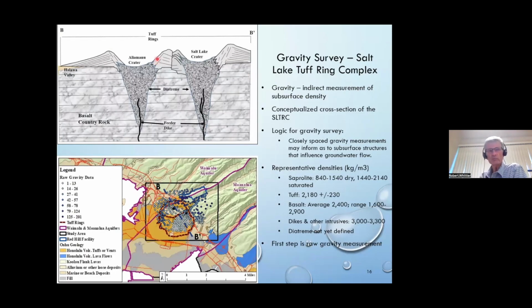So here is a conceptualized cross section of the Salt Lake tuff ring complex along this transect right here. So we have what we refer to as a diatreme, which is basically the explosive vent where all of this rock got ejected and then much of it fell back in. We have the air fall deposits of the volcanic tuff ash on either side, but they are primarily surface structures.